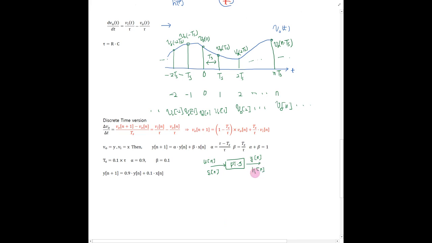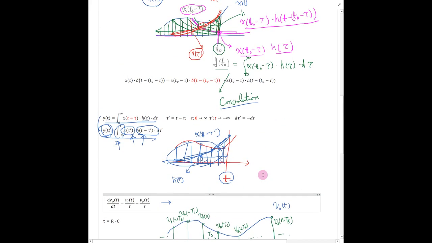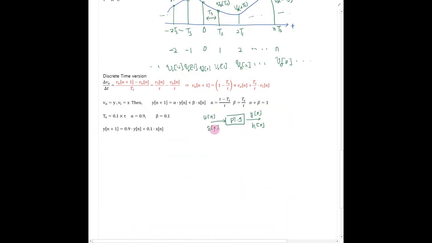Conventionally, when we apply the impulse, the impulse response output usually takes an H symbol. As we have done, h(t) is the impulse response of the continuous domain, and the discrete domain is also the same. If we apply the delta to the discrete time system, then the output is represented by the h(n) sequence. So we would like to figure out the step response and the impulse response.